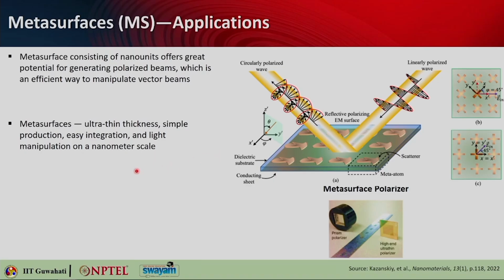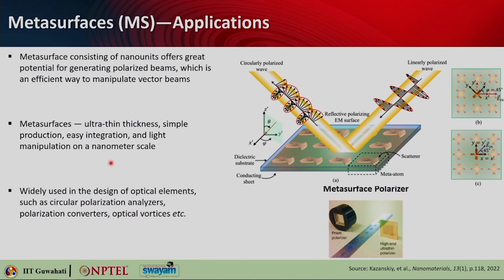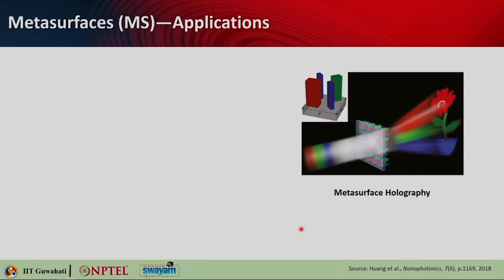So meta surfaces are ultra thin, easy to fabricate, easy to integrate, and they allow you to manipulate light on the nanometer scale. So they are widely used in the design of optical components such as circular polarizers or circular polarization analyzers, polarization converters, optical vortices, and so on. So you can actually think of all bulk optical components being replaced by these flat optical components, which are typically meta surfaces. Other applications would be meta surface holography.